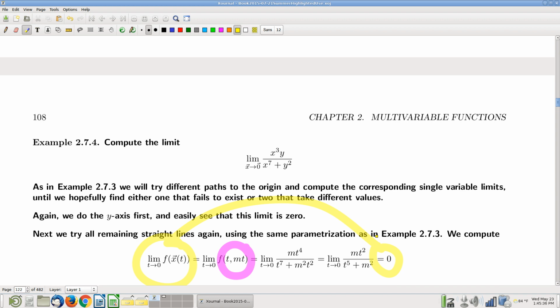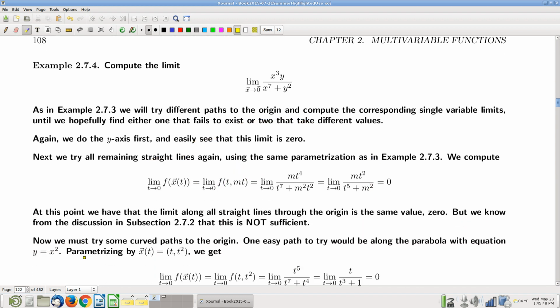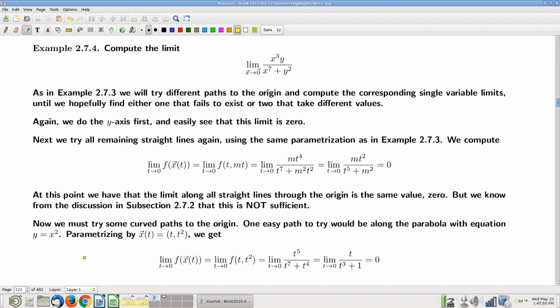So anyway, this is a disappointment. We were hoping to get different answers for different m's. Tragically, we got the same thing. It works too well in some sense, and we have no conclusion. Okay, next idea. Let's approach along a curve. Let's approach along this parabola.